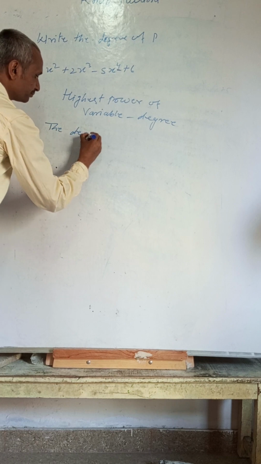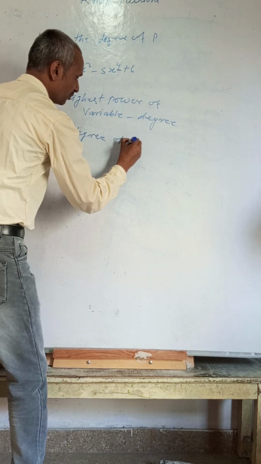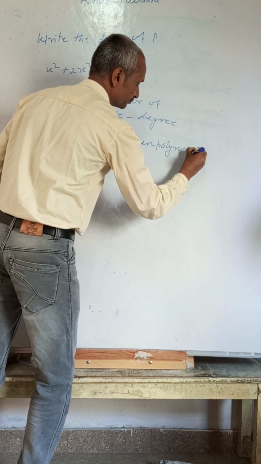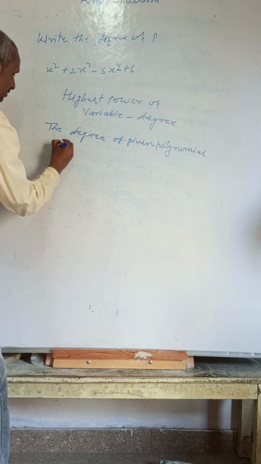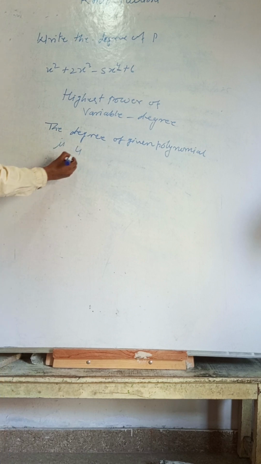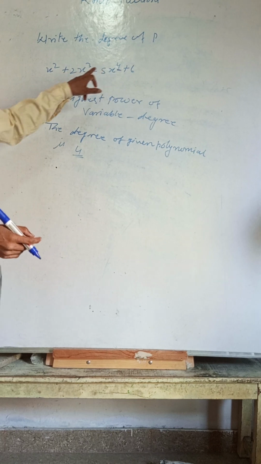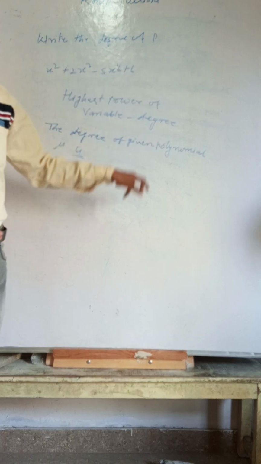The degree of given polynomial is 4. Because the highest power of the variable is 4. The powers are 2, 3 and 4. So 4 is the highest.